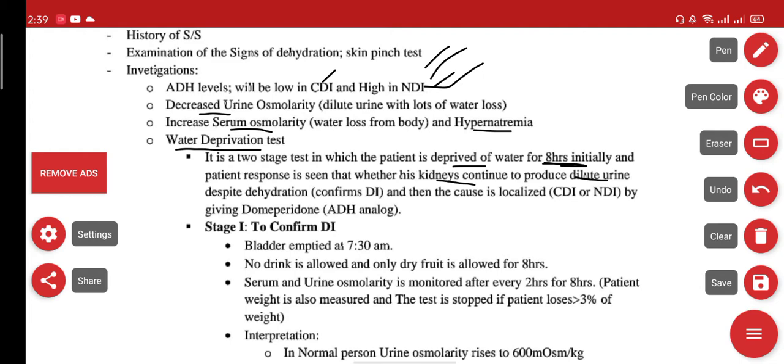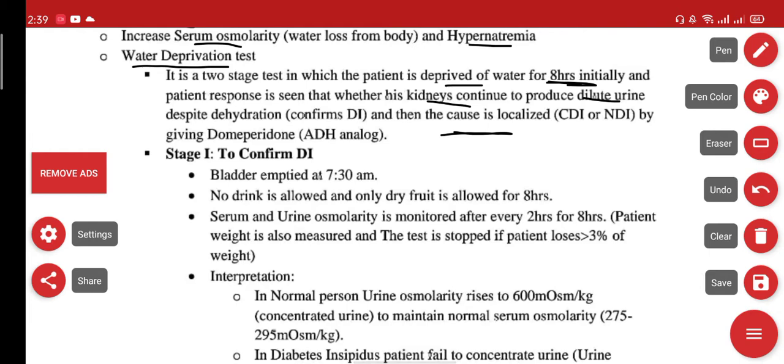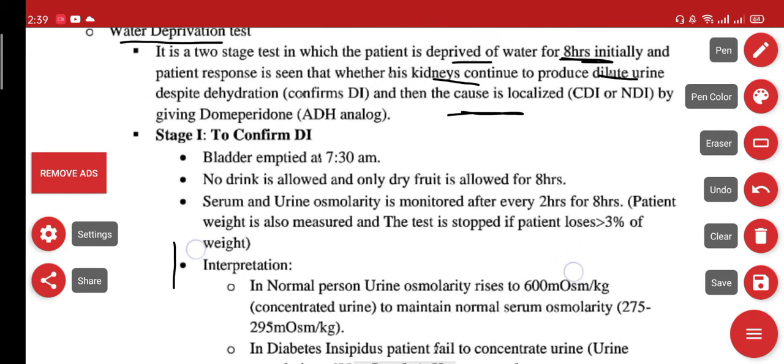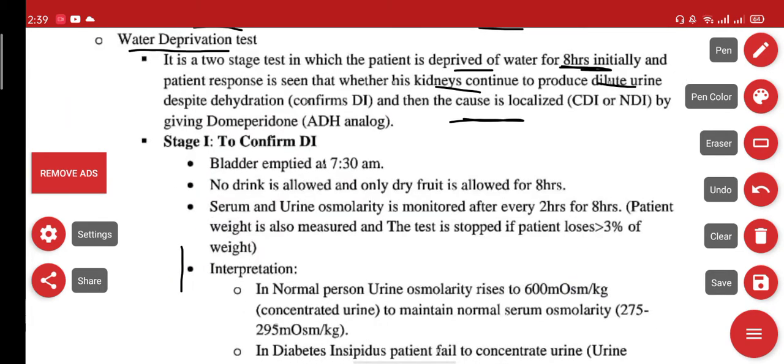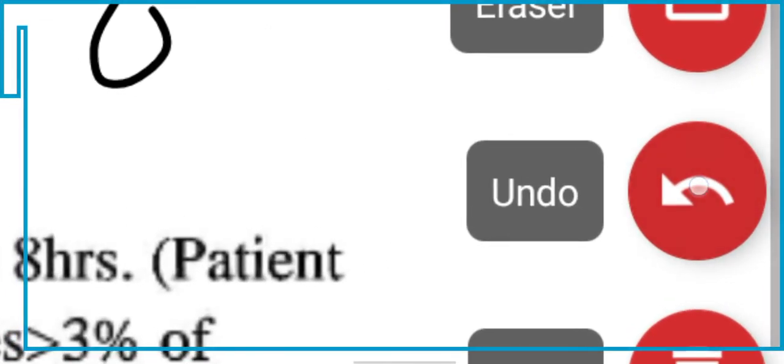And then once we diagnose that this is diabetes insipidus, to differentiate whether it is central or nephrogenic, we find the cause by giving the patient desmopressin. Sorry, here it is not domperidone, it is desmopressin. Okay, so desmopressin is actually the ADH analog. Desmopressin, I hope you know it. So desmopressin is the ADH analog that will be given to this patient.